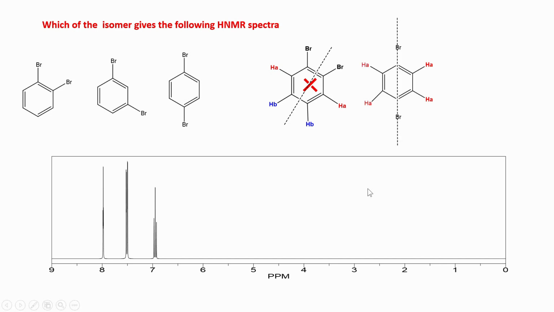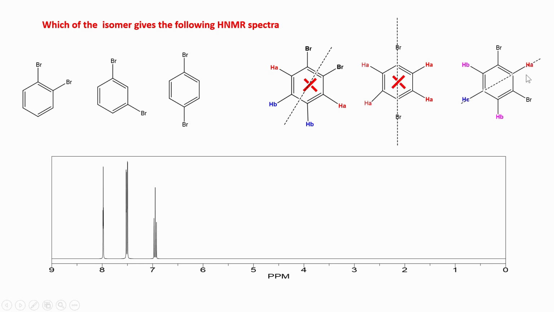And the next example is 1,4-dibromobenzene. Here also a plane passes through the benzene ring, which bisects the benzene ring into 2 equivalent halves. Thereby, all the protons are equivalent. You can see all the protons are equivalent. Only a single peak will be obtained for 1,4-dibromobenzene, and hence this isomer is also eliminated.